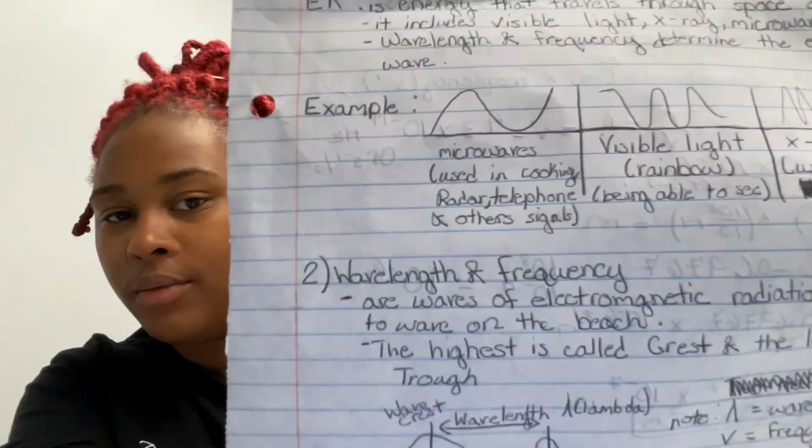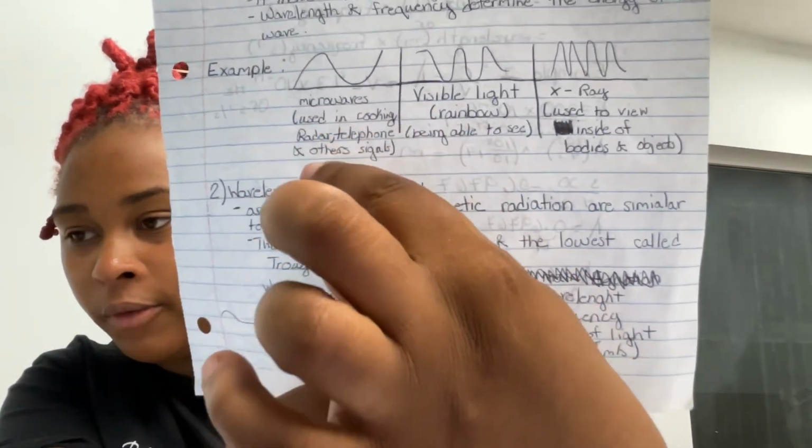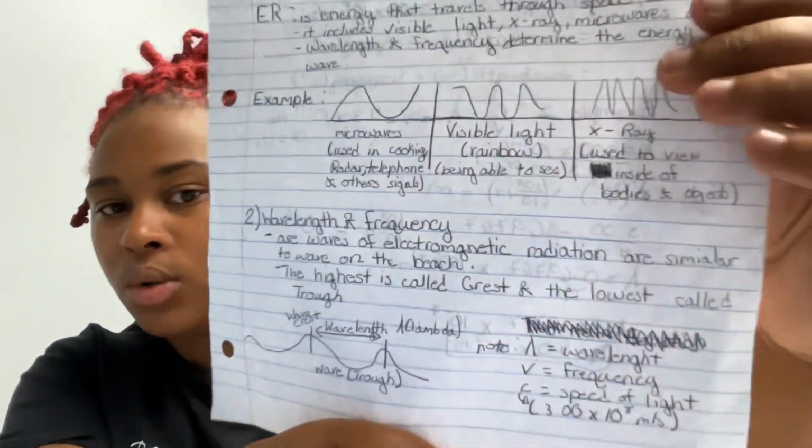Then you have X-rays, which take up a lot of energy because they have to focus on certain stuff like a brain tumor or broken bones or finding blood clots and stuff like that. So you have to know that. And I have examples right here of how the waves look. Microwave's the first one because it's the lowest one, and then it goes up.